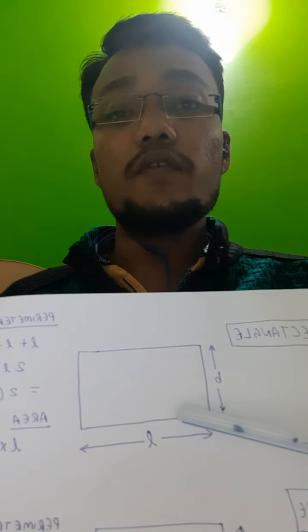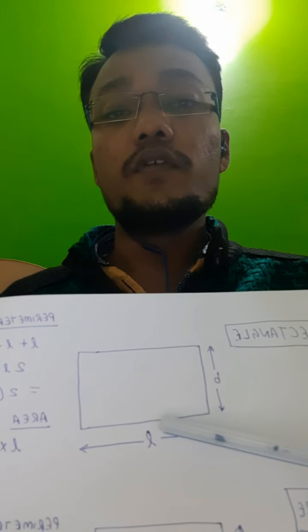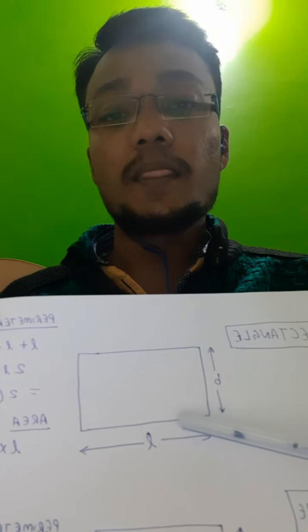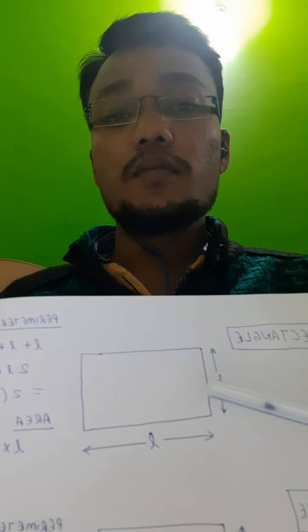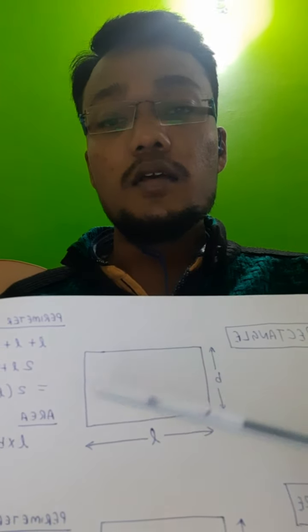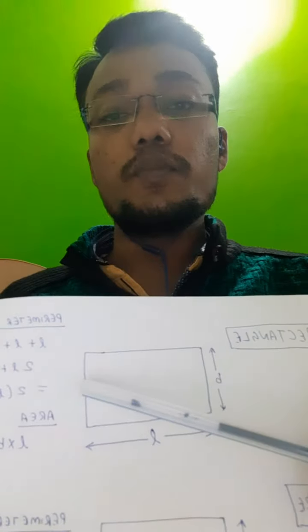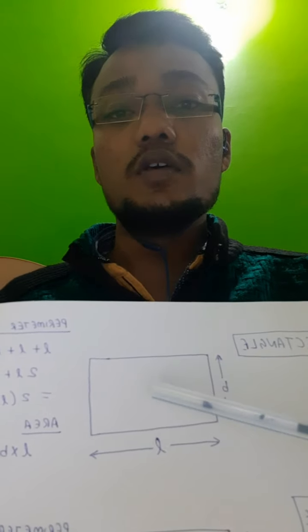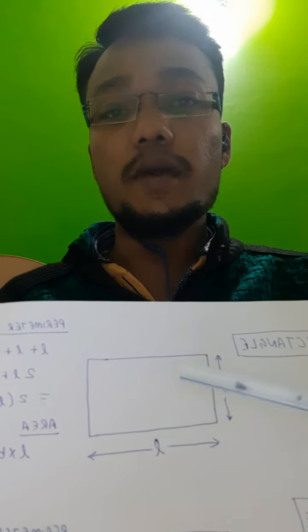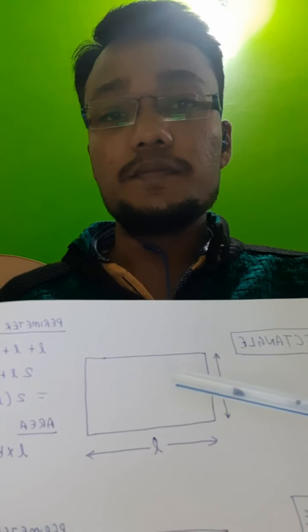The perimeter of the rectangle is the sum of all of its sides, which is L plus B plus L plus B, which makes it 2L plus 2B. So 2L plus 2B is the perimeter of a rectangle.